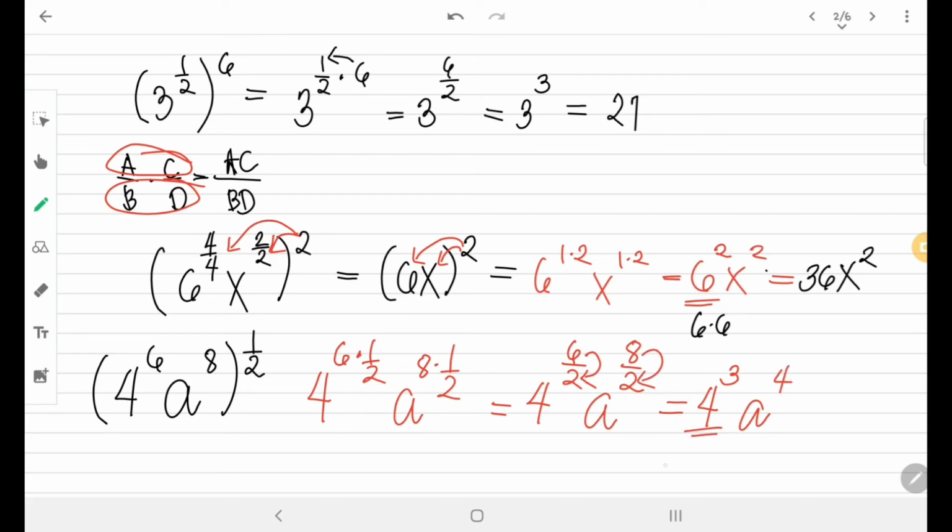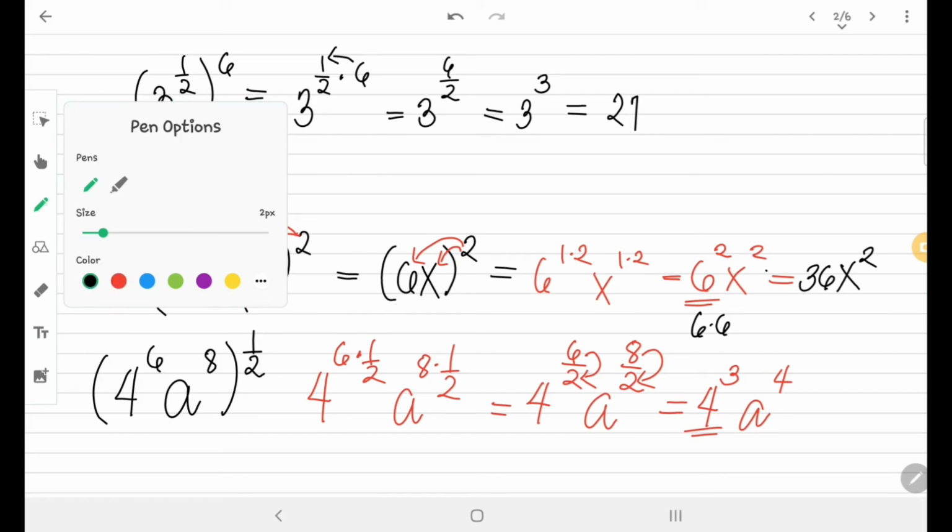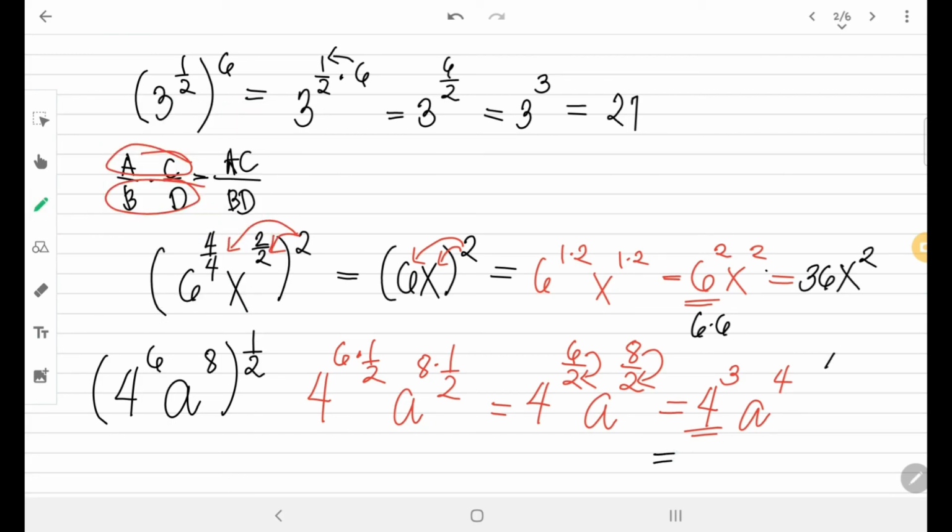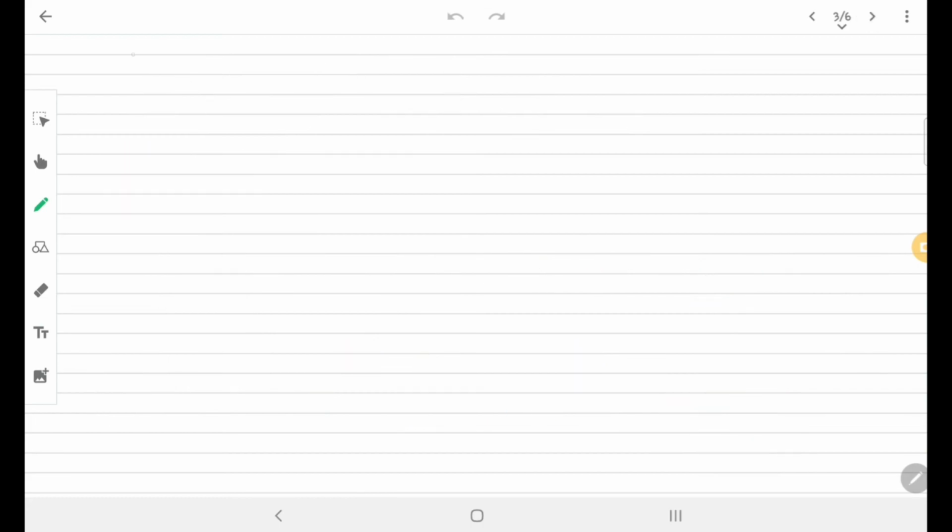And since we could get 4 cubed, let me write the final answer in black. Kasi 4 cubed is 4 times 4 times 4. So that is 64. And then yung a raised to 4, wala pa naman value yung a. So that is the answer. Okay. And last example is 27 m raised to 12 p raised to 9 and then raised to a power of 1/3.